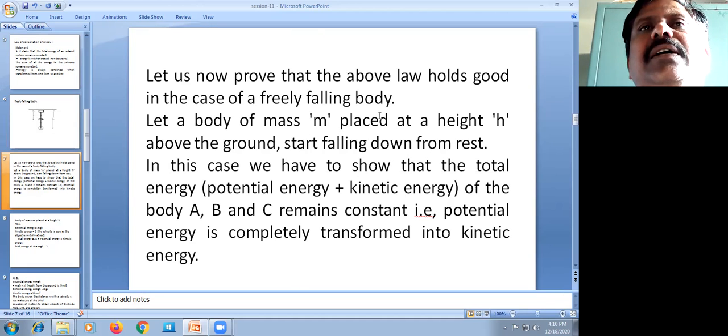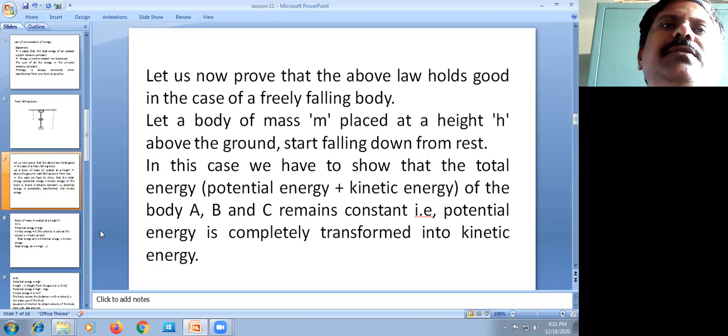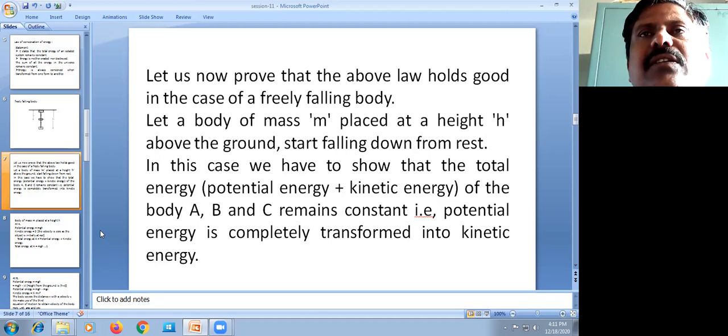Now let us prove that the above law holds good in the case of freely falling bodies. Let a body of mass m be placed at a height h above the ground, and it starts falling down from rest. We have to show that the total energy, that is potential energy plus kinetic energy of the body, is constant at points A, B, and C. Wherever you choose on its path, the total energy of that object should remain constant. That is, potential energy is completely transferred into kinetic energy.